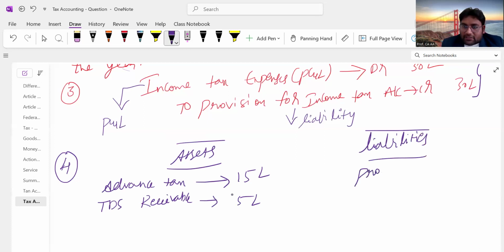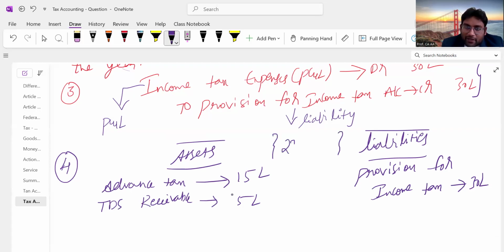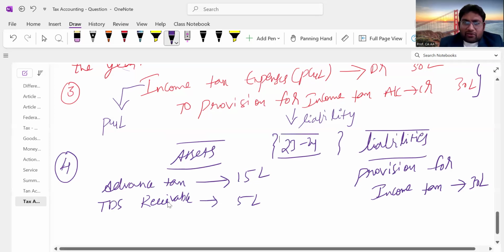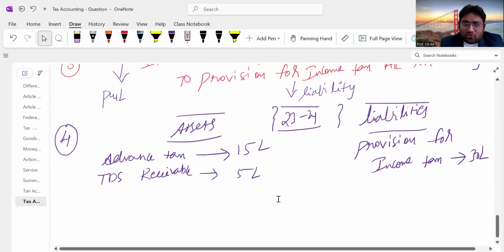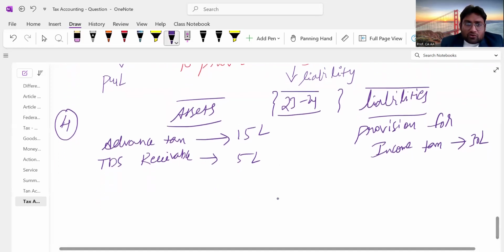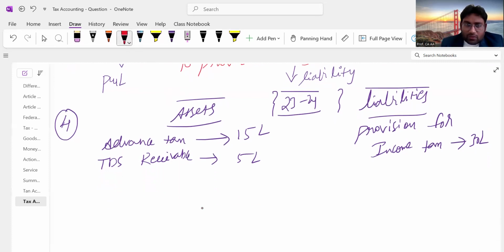provision for income tax. Look at this. Provision for income tax, how much is it? 30 lakhs. Very clear. All these things relate to which year? My dear friends, tell me. 23-24. All these things relate to year 23-24. So this advance tax, you have worked very hard and you have paid this advance tax. So these are assets, these are liabilities.